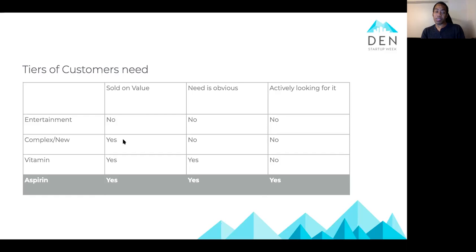And the final product is a product that specifically solves a pain point. So a good example of that is like the common invoice tool. An invoice tool is sold on value, and the need is obvious. You have to generate invoices for a small business, and customers are actively looking for it.